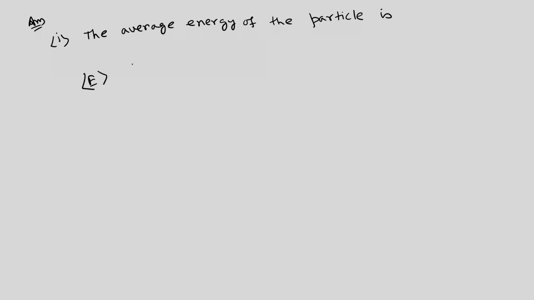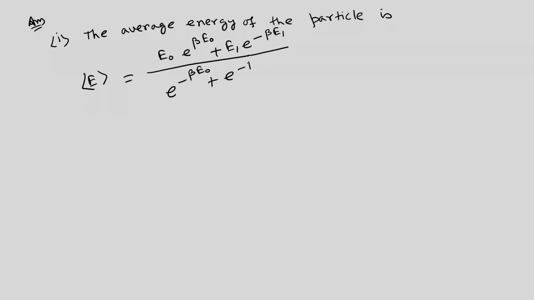So, here is the solution. Problem number 1: the average energy of the particle is, if we say E average is E0 e to the minus beta E0 plus E1 e to the minus beta E1, divided by e to the minus beta E0 plus e to the minus beta E1. So, this is the average energy.